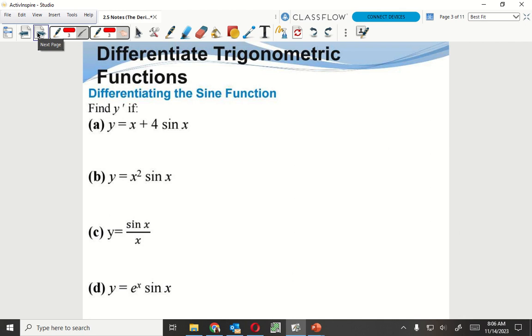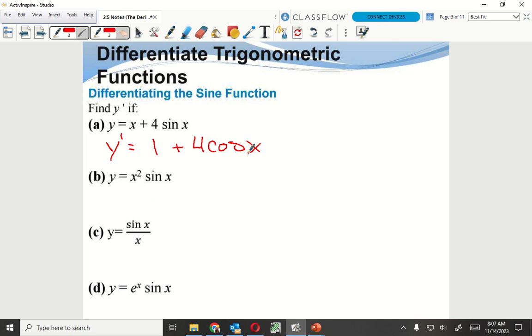Okay? Let's do y prime. This one should be pretty easy. What's the derivative of x? 1, right? Okay. That's 1. Now, plus 4 sine x. Cosine x. That's it. That's super easy? Yes. Right? No, that's it. You wouldn't believe that you're doing calculus.